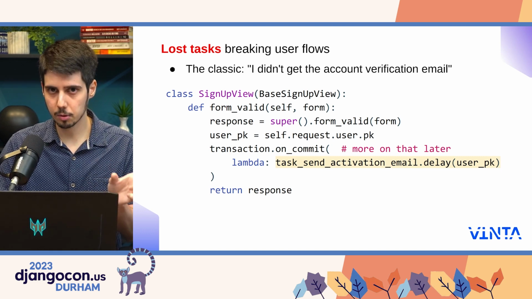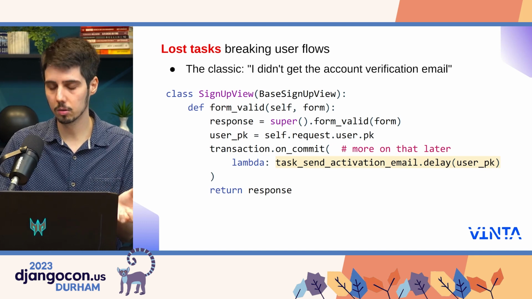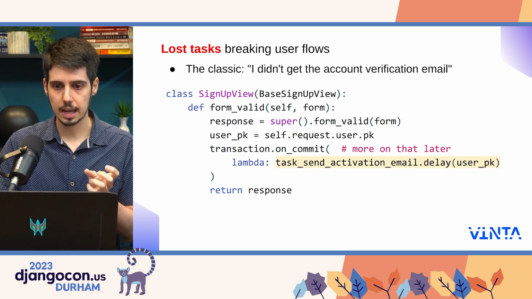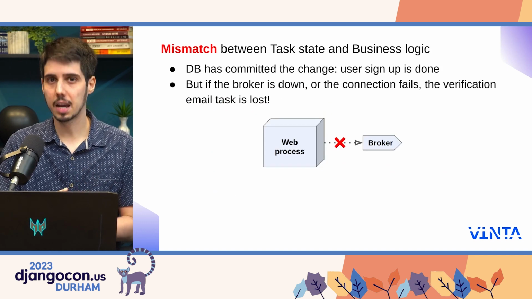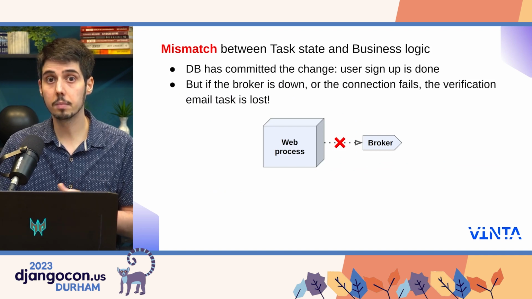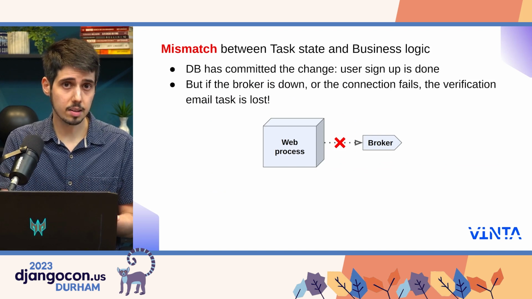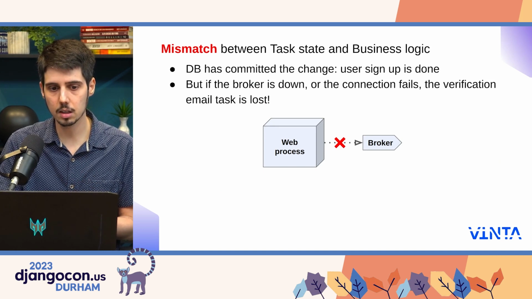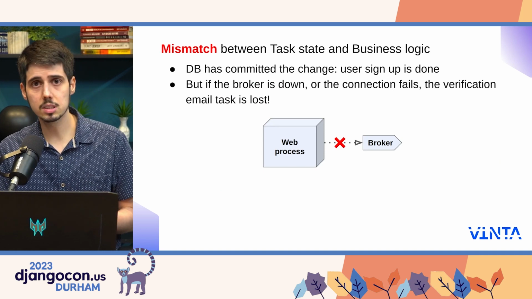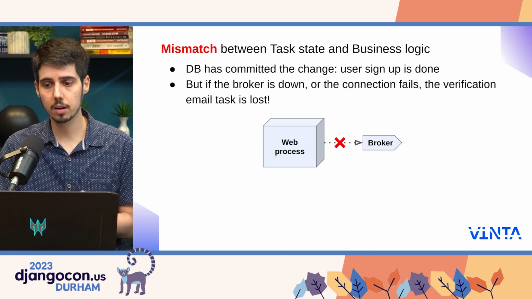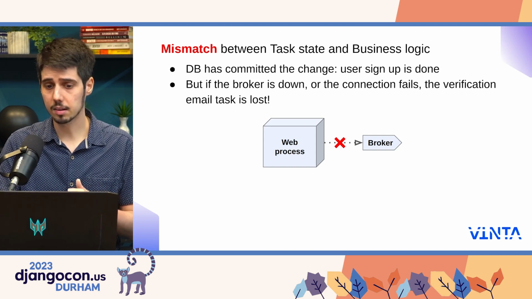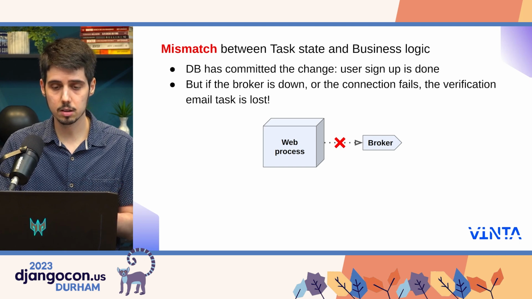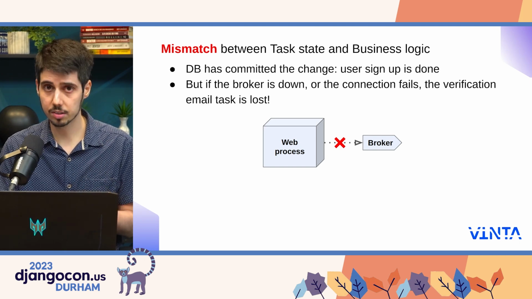But as we mentioned, the delay can fail, so this task can be lost. There can be a mismatch between the task state and the business logic. The database has committed the change, the user sign up is done, the user is saved on the database, but if the broker is down or if the connection with the broker fails, the verification email task is lost. So there's a failure of communication between the web process and the broker.